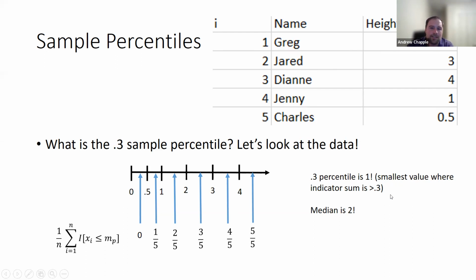So the 0.3 percentile is going to be the smallest value where the indicator sum is bigger than 0.3. So I can see here, okay, right, 1/5 is 20%, 2/5 is bigger than 30%. So any number in this range between 1 and 2 represents a 0.3 percentile of the sample. The median here is between 2 and 3. Why? Because here we can see this value, 3/5, is bigger than 50%. This value is smaller than 50%. So this is the first time that this sum, this indicator function here, evaluated to that number.